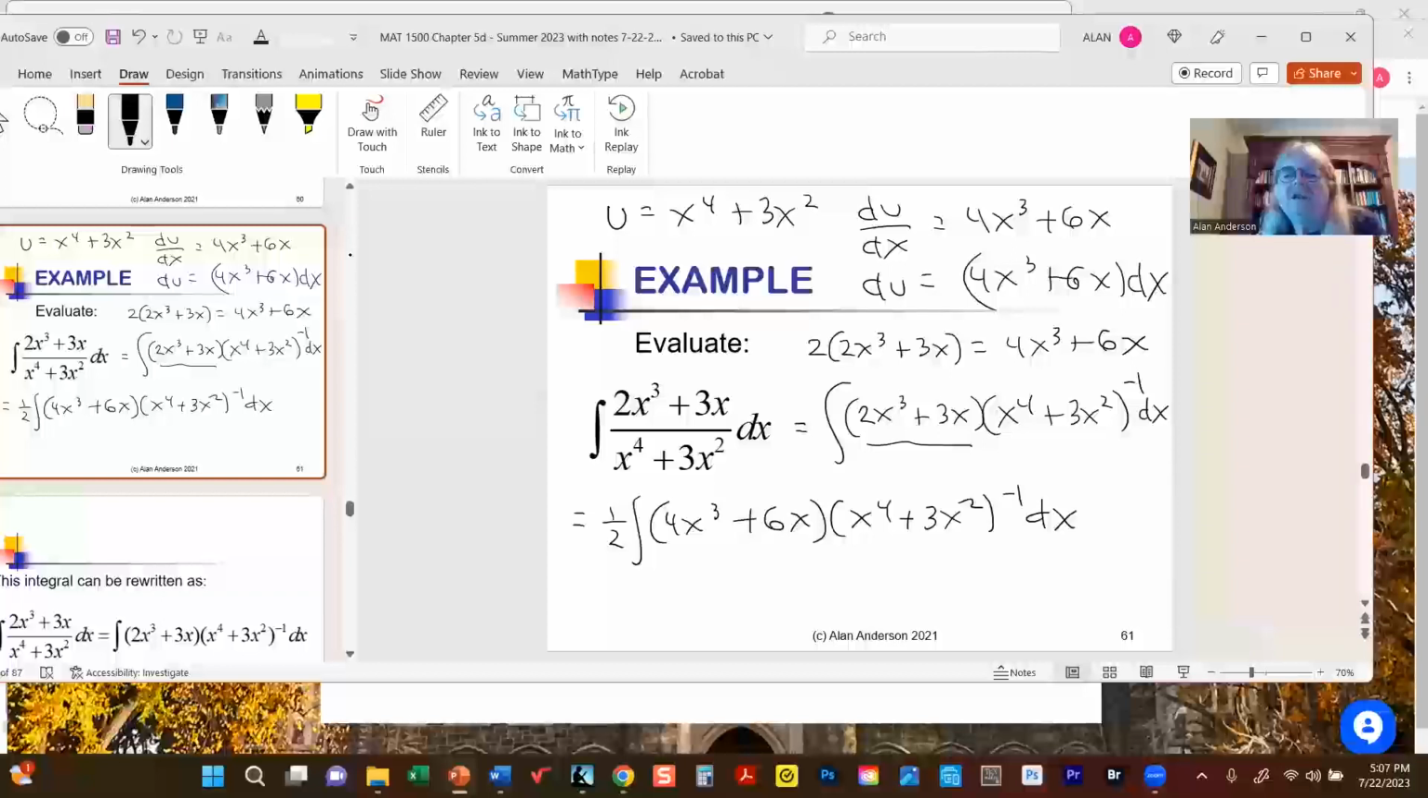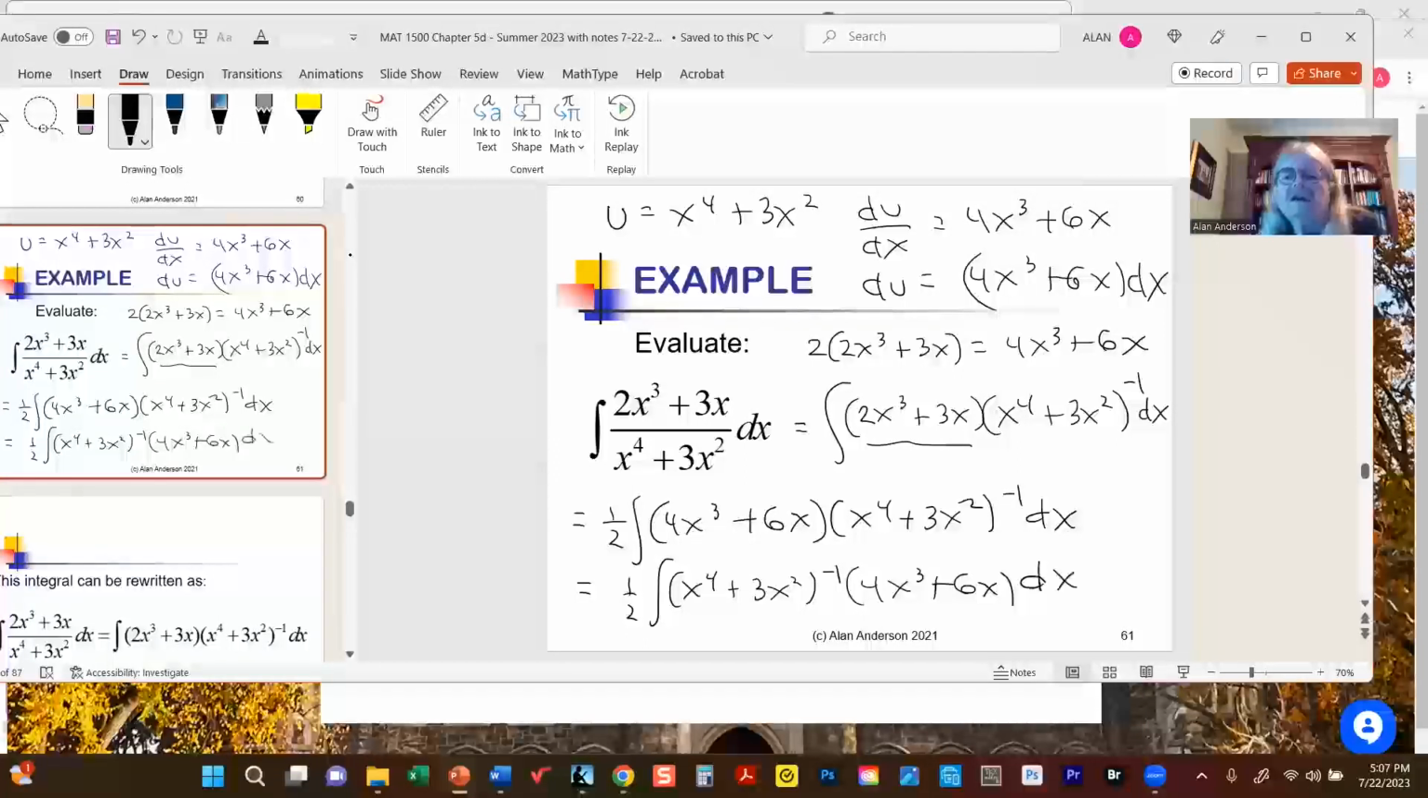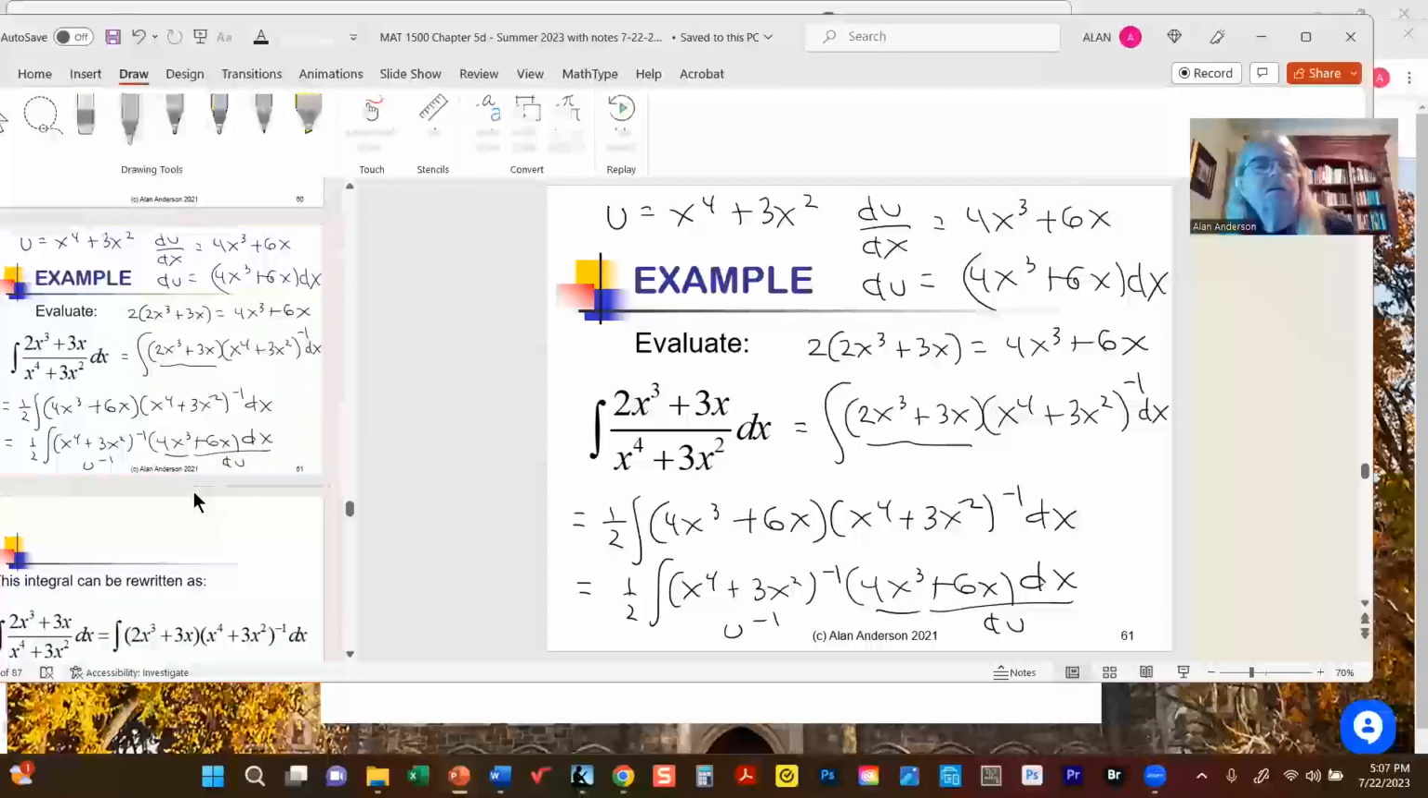And actually, let me rewrite it one more time. That way we can see very clearly that all of this is simply du. This is simply u to the -1. All right. And so therefore, what do we actually have?